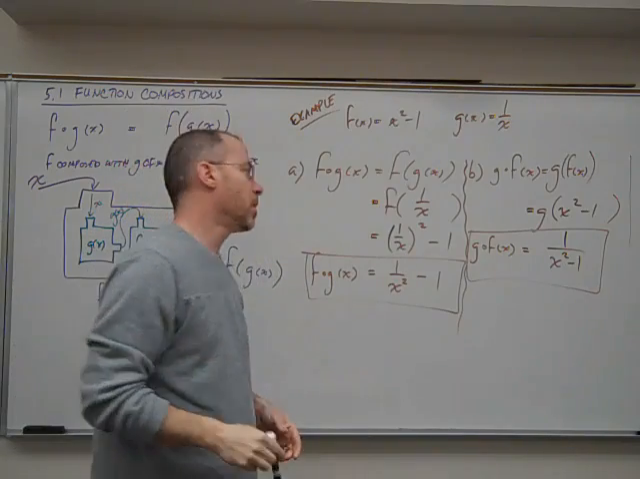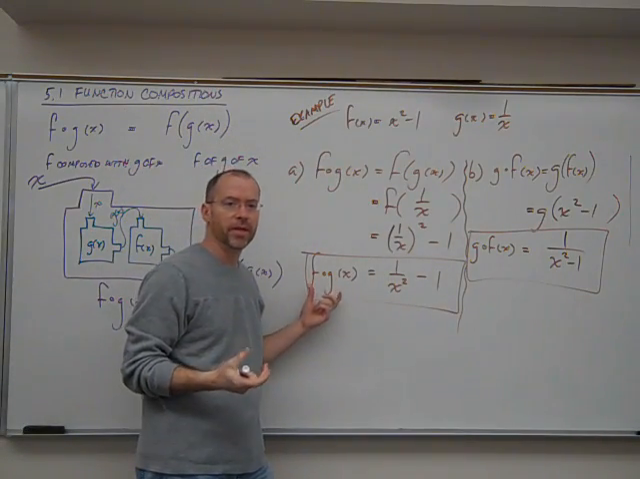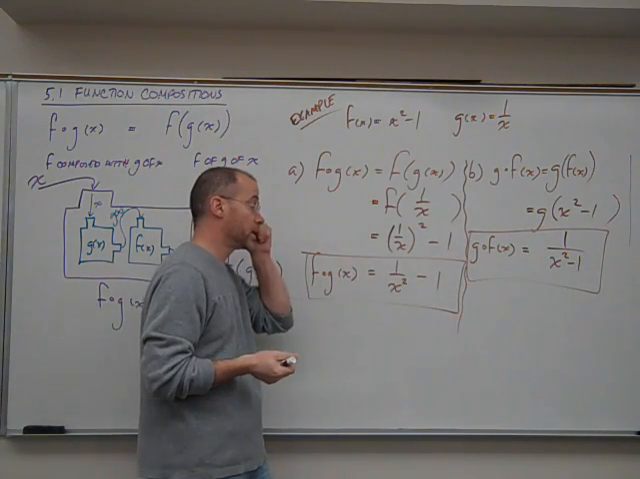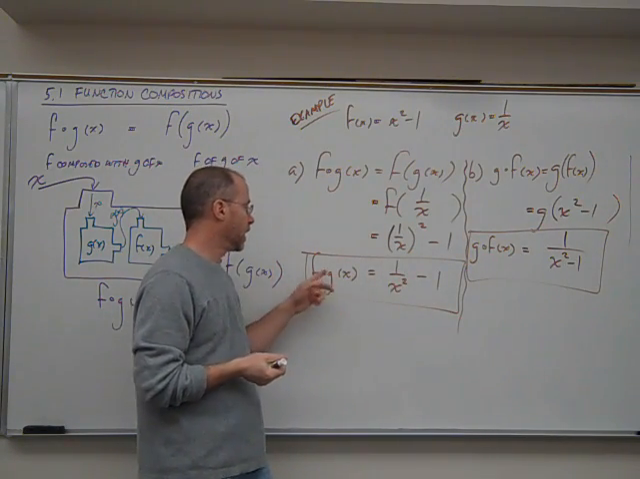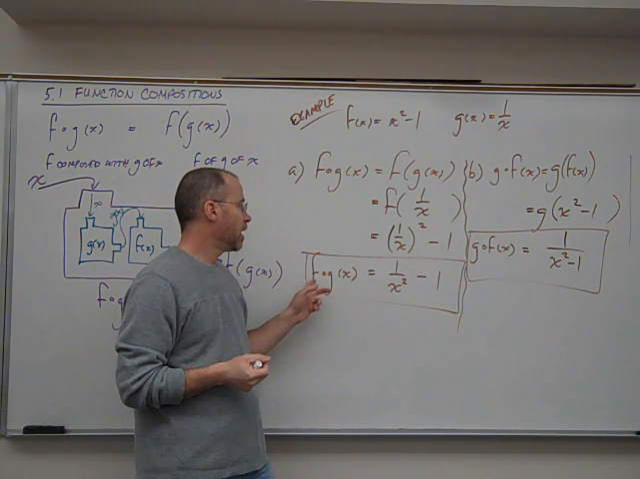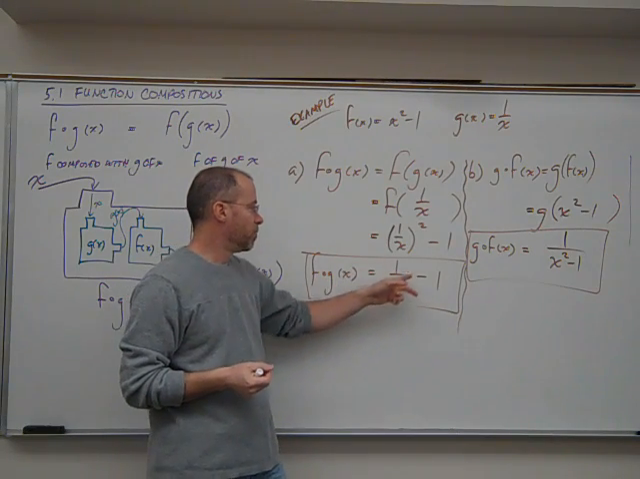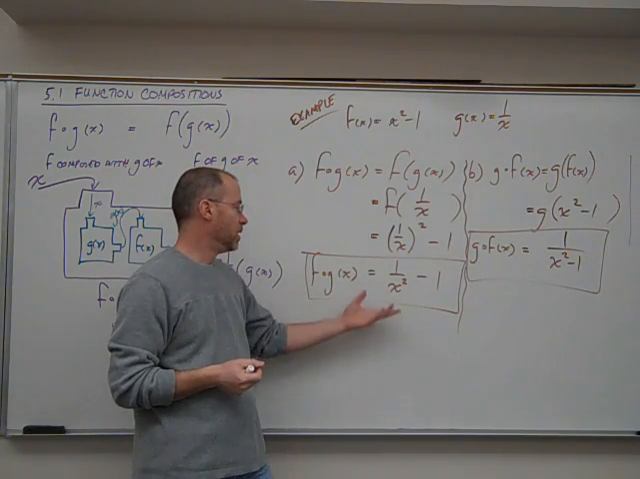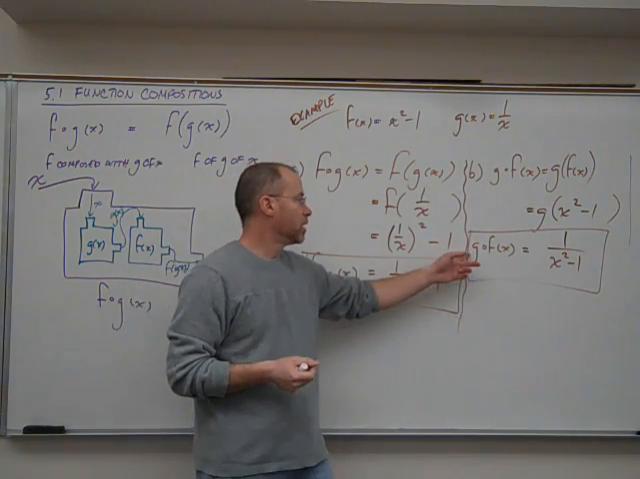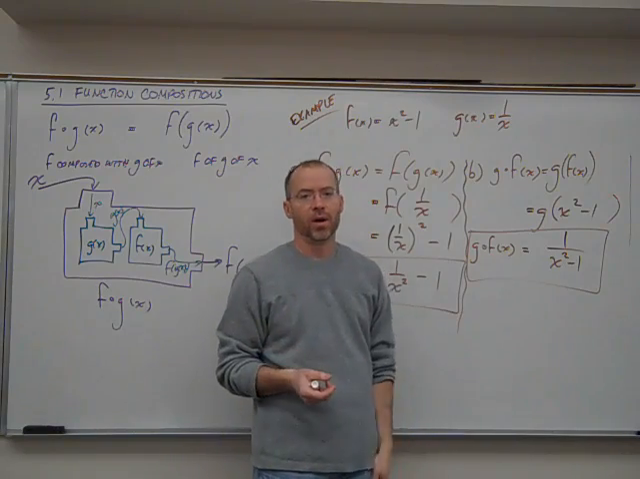One thing that's interesting to note about compositions: composition is not commutative. F composed with g of x is not necessarily the same thing as g composed with f of x. Let's see, if you look at a particular input here, f composed with g of 2, for instance, would be 1/4 minus 1, that would be negative 3/4. And g composed with f of 2 would be 1 over 3, a different output.